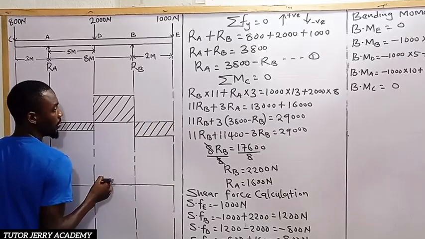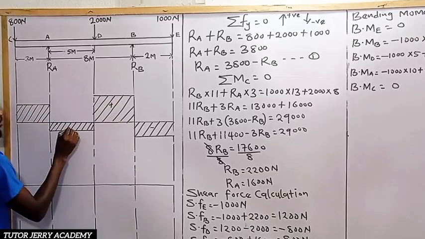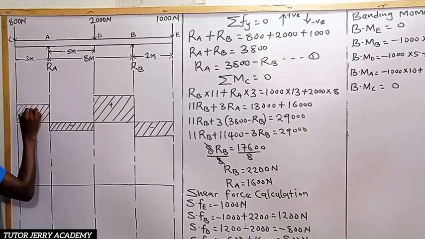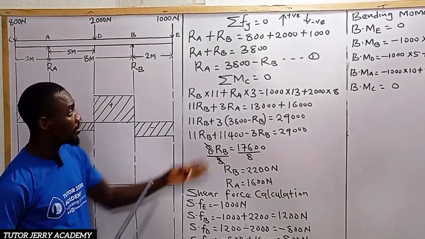All right, so this side is negative, this side is positive, this side is negative, this side is positive. All right, so that is our shear force diagram. Now let's go for our bending moment.